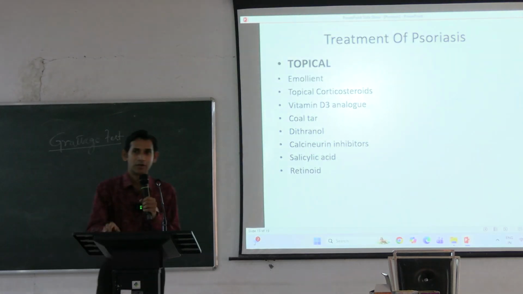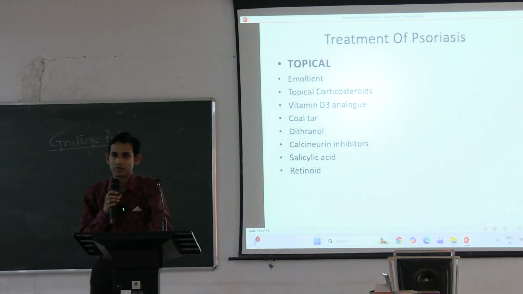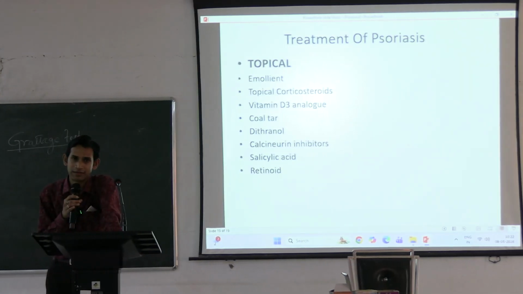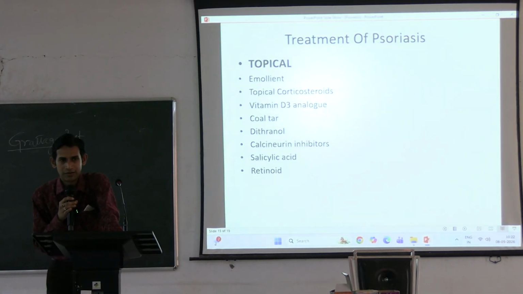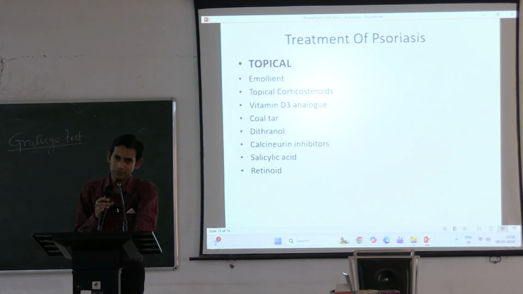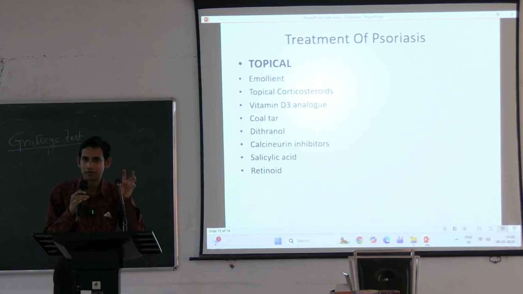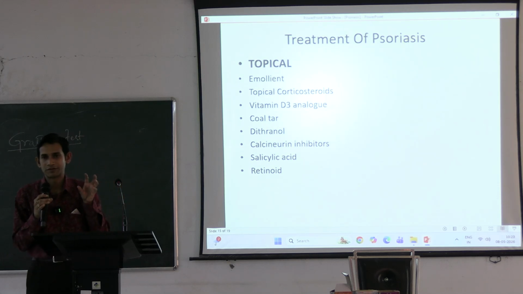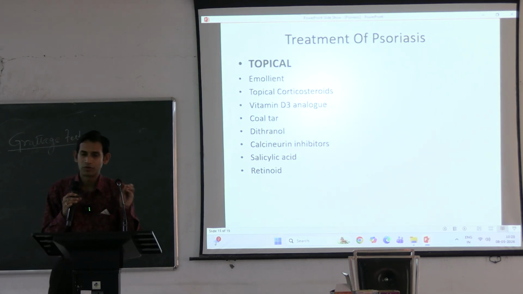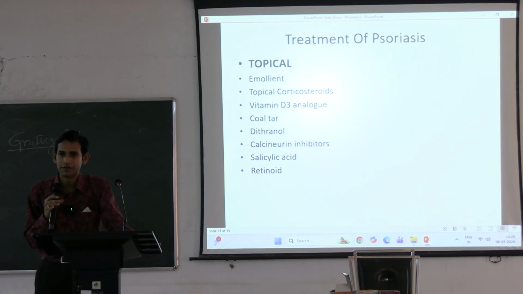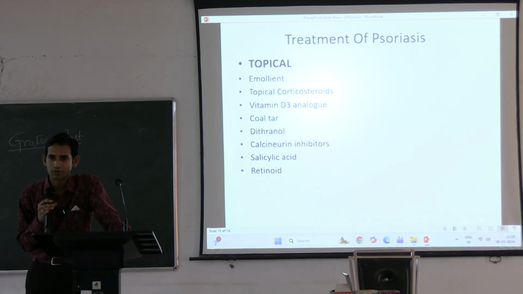So now coming to the treatment. First, diagnosis: how can we diagnose it? Diagnosis is mainly clinical. In rare cases you can do histopathology, but mainly it is diagnosed by clinical examination. Whenever you see erythematous scaly plaque distributed mainly over the extensor aspect of the body, you can also look at other sites like the nail changes, the scalp, the palm and sole, and the joints.